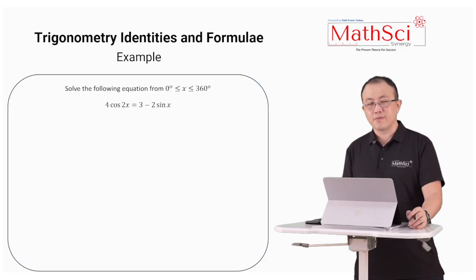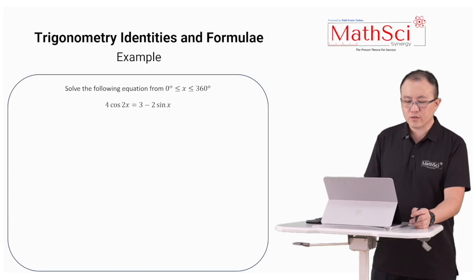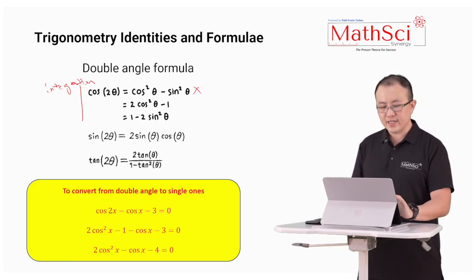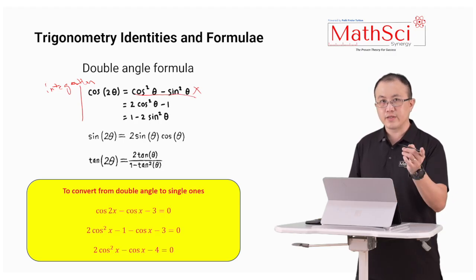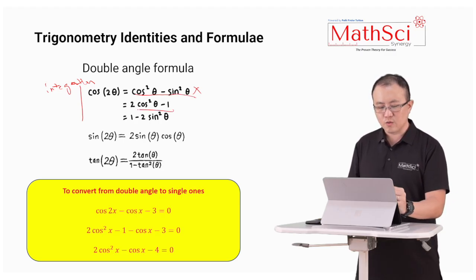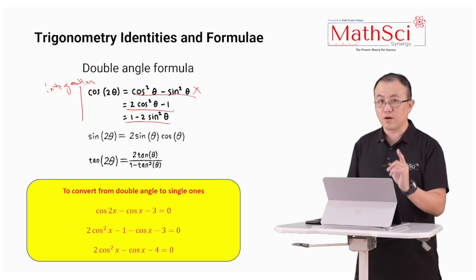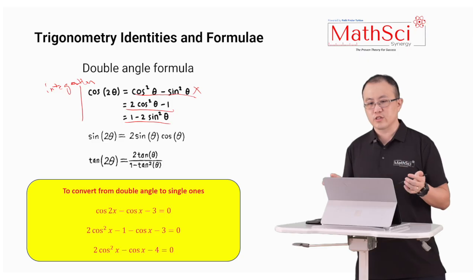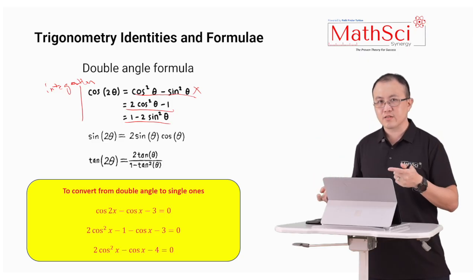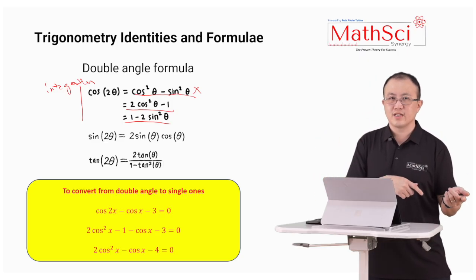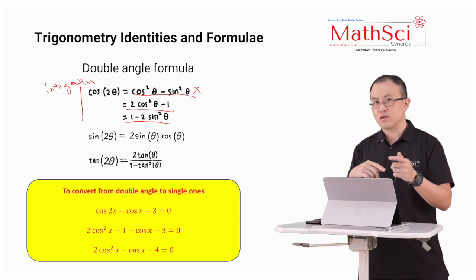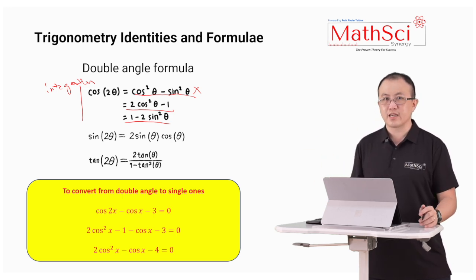Okay, let's look at the problem now. So 4 cosine 2x is equal to 3 minus 2 sine x. And if you were following, cosine 2 theta has 3 forms: the one with the mixture of cosine and sine, the one with just cosine, or the one with just sine. Normally, the first one is used when you want to change cos square minus sine square to reduce to cos 2 theta. But quite seldom do we want to open it up. Okay, not to say we cannot, we can, but we don't really get to use that a lot.